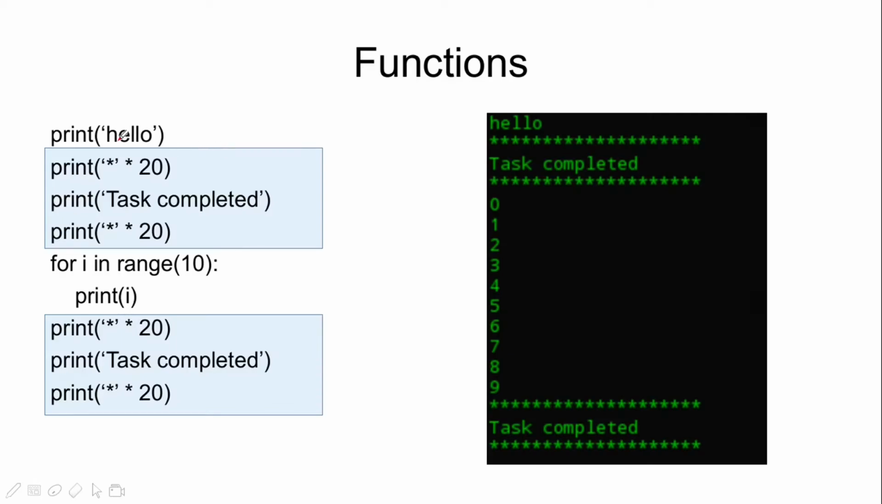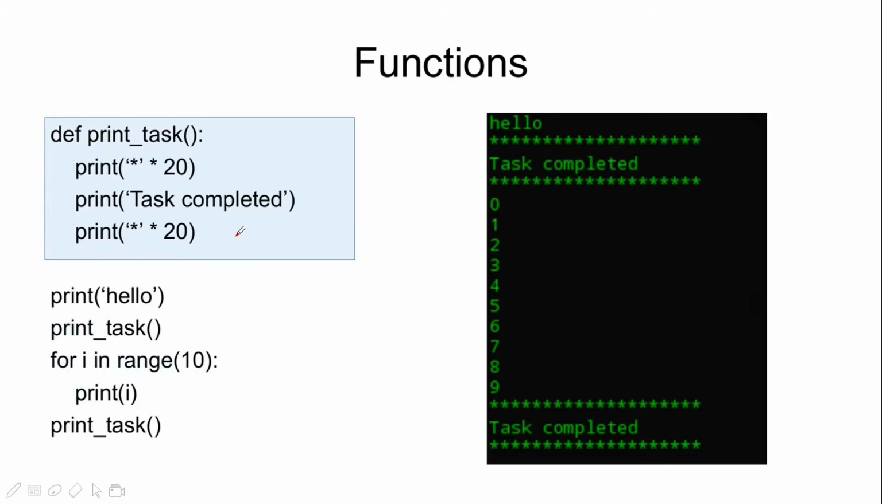For example, this simple script will print hello, then it will print 20 asterisks, followed by task completed, followed by 20 asterisks again, and then it will print the numbers from 0 to 9. Then it will repeat the same block of code above. We can group this individual print statement into a function, like this.